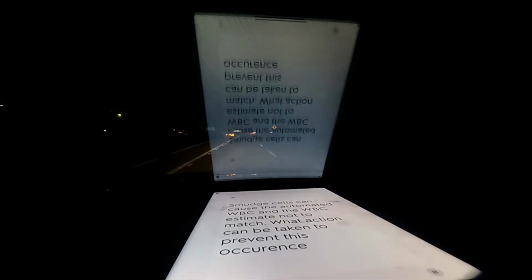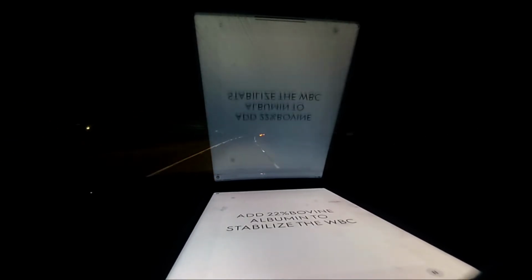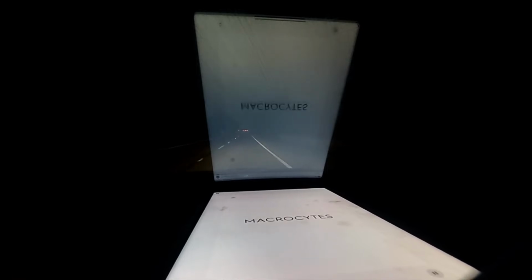What action can be taken to prevent this occurrence? Add 22% bovine albumin to stabilize the WBC. What is the origin of platelets in the bone marrow? Megakaryocytes. What are erythrocytes with a diameter of 9 to 12 microns referred to as? Macrocytes.